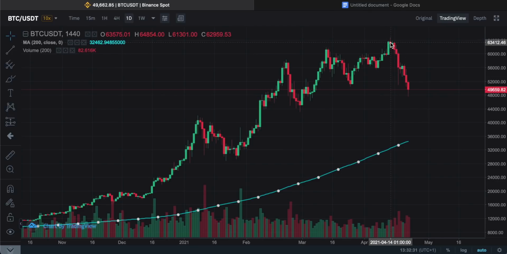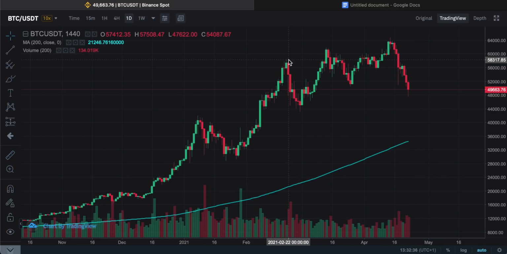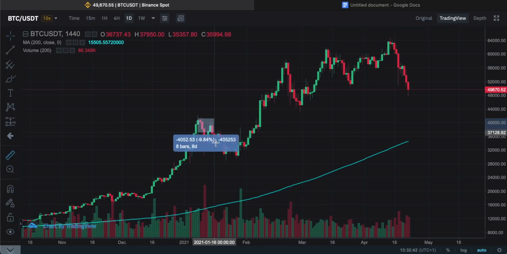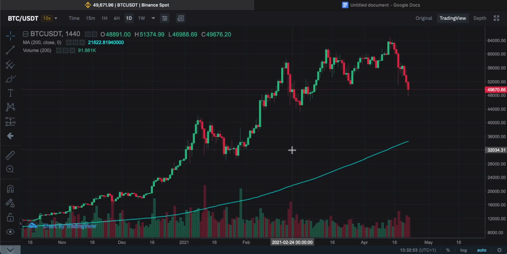This pullback is around about 25%, as you can see, 23% here, but we've had pullbacks that are very similar. So this was a 24% pullback. And then down here at this level, we had about a 25% pullback. So this is very normal for the Bitcoin chart, but the 200-day moving average shows us that Bitcoin is in an uptrend.